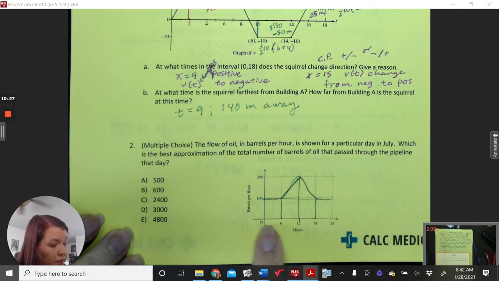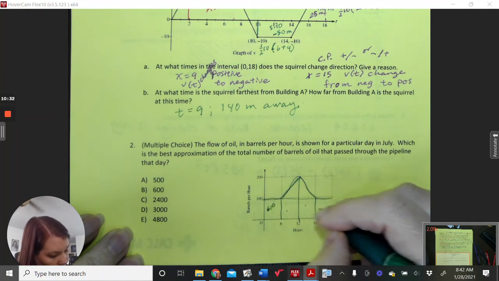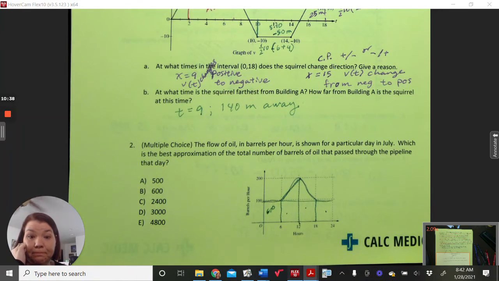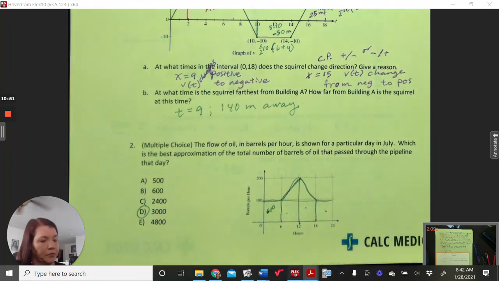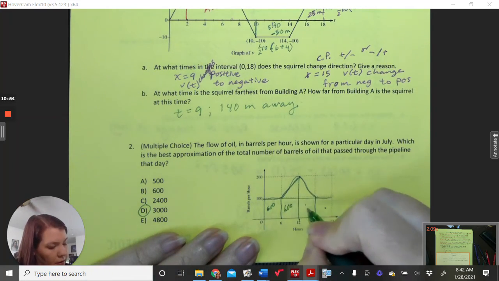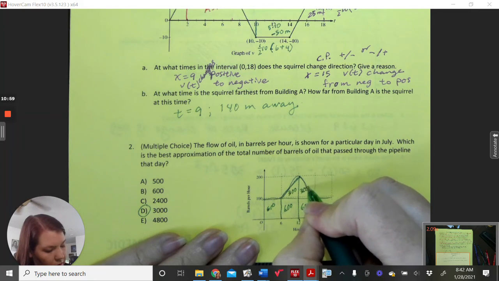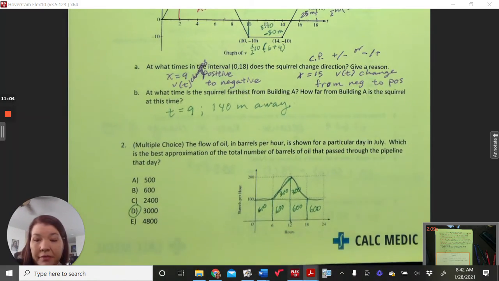So 6, this is 6 times 100, so this is 600. And there are 4 of those. And then what are those? Add them up. See what you can do. Answer is D. 600, 600, 600, 300, 300 is, it's really 6 times 5, so 3,000.